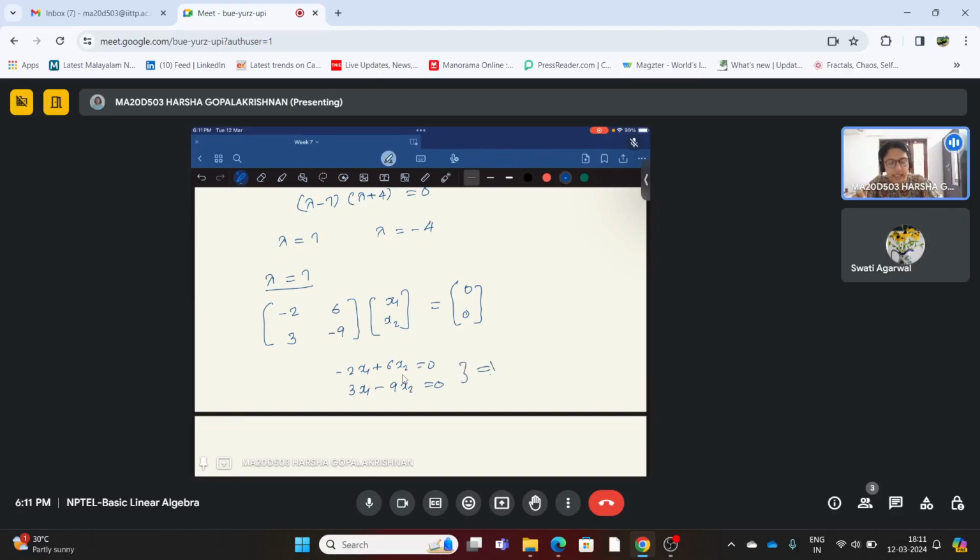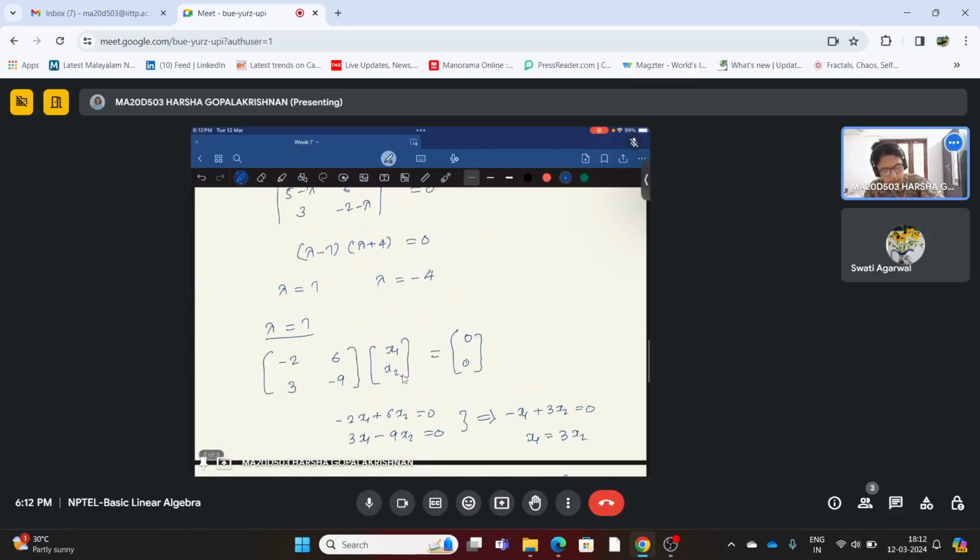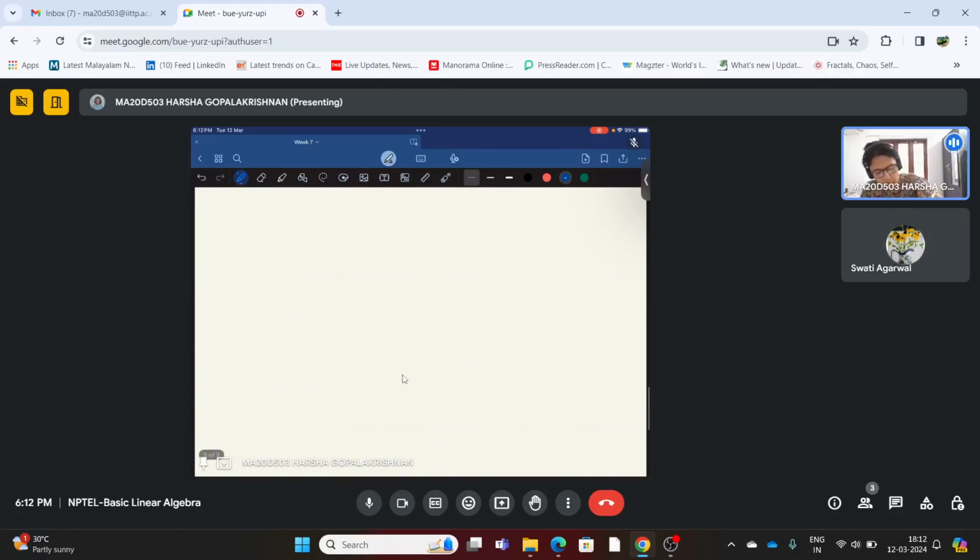This is exactly the same equation, just a multiple, right? You can observe that. We can write it as minus x1 plus 3x2 equal to 0, or x1 equal to 3x2. So what is one eigenvector? Not 1, 3, but 3, 1. The eigenvector corresponding to lambda equal to 7 is 3, 1. In the same way, let's quickly do lambda equal to minus 4.